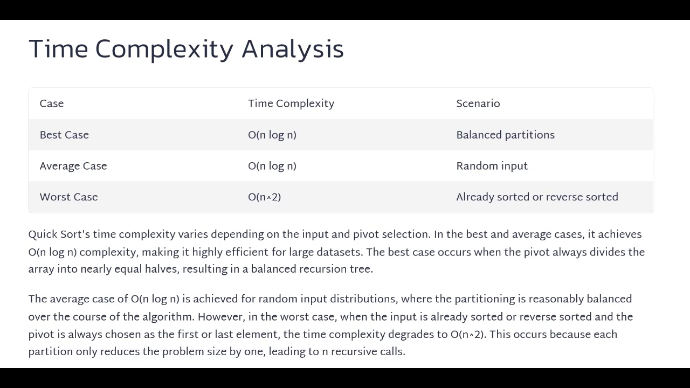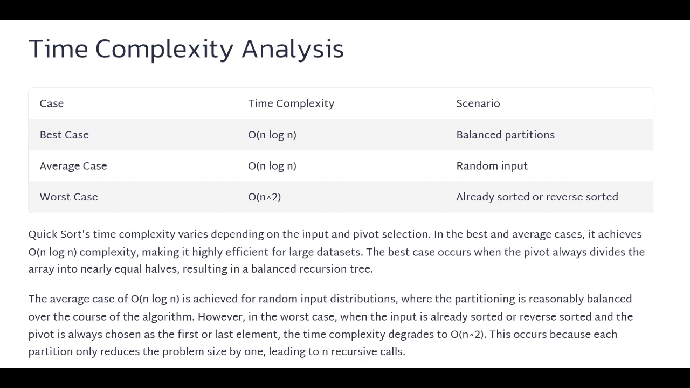Quicksort's time complexity varies depending on the input and the pivot selection. In the best and the average cases, it achieves order of n log n complexity, making it highly efficient for large datasets. The best case occurs when the pivot element always divides the array into equal halves, resulting in a balanced recursion tree. The average case of n log n is achieved for random input distributions where the partitioning is reasonably balanced over the course of the algorithm.